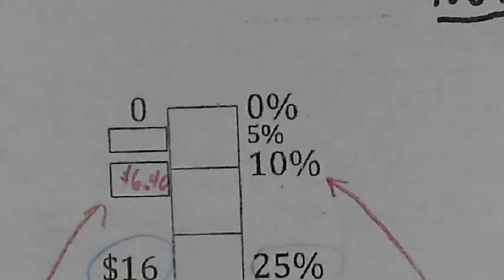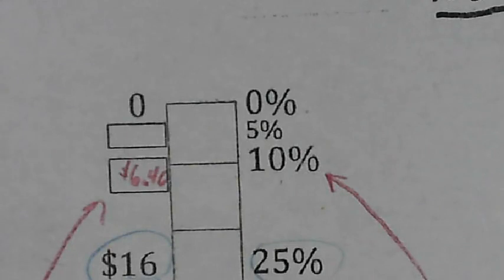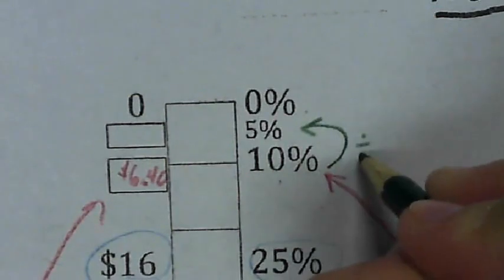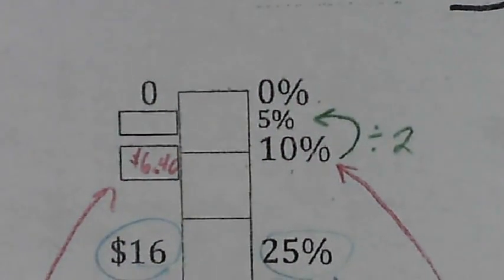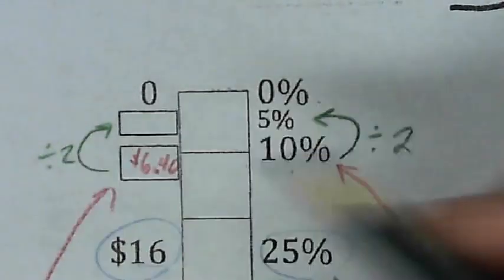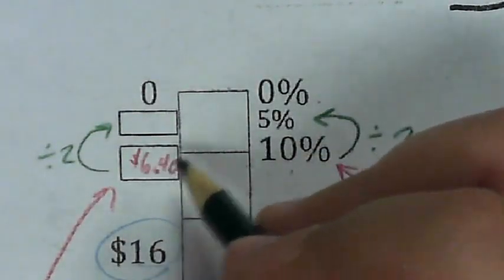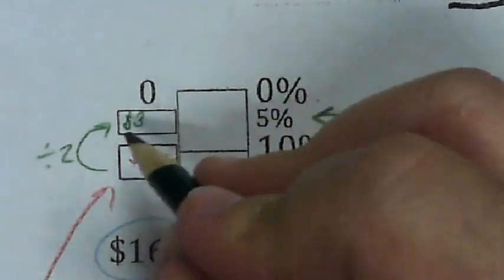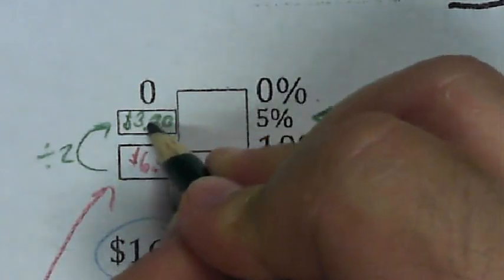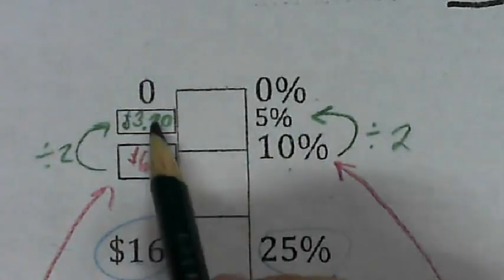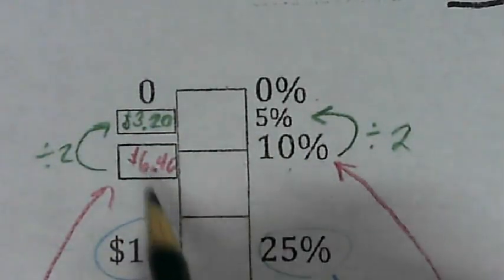Now you see that we have a 10% and we're missing a 5%. So we can do something with that. We can take 10 and make it a 5 by dividing 10 by 2. If we can find that relationship there, we can do the same thing right here. So we're going to divide this by 2. $6.40 divided by 2. When you divide something by 2, you're cutting it in half. So half of 6 is just $3, and half of 40 cents is just 20 cents. So it's $3.20.